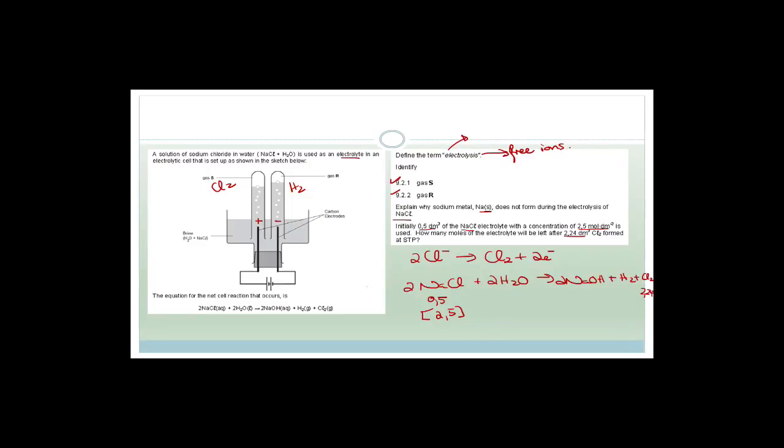Okay, so all you need to do is work out, the mole ratio is 2 to 1. Since we formed 2.24, you have to work out the number of moles here. Then you work out the mole ratio. You see what the difference is, and that'll tell you how many moles are left.